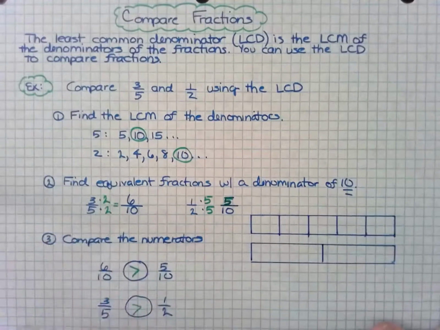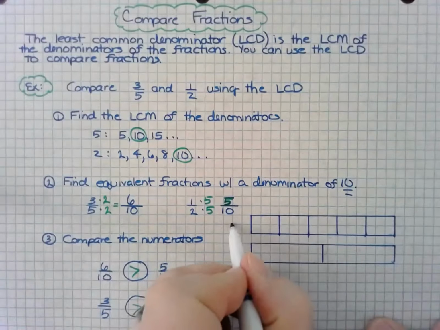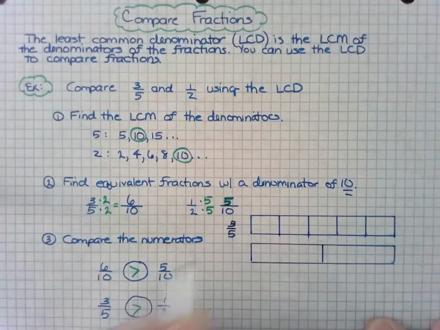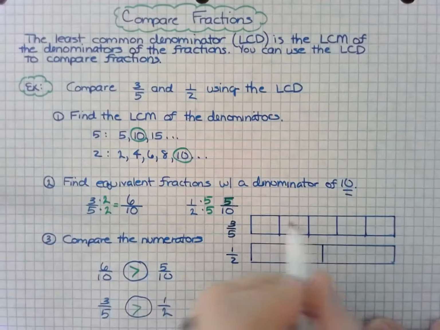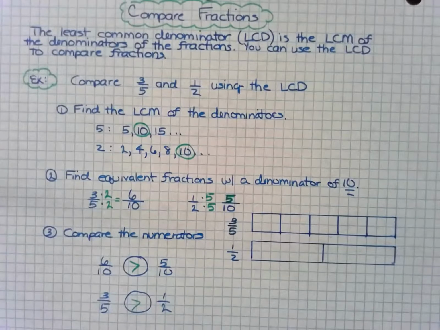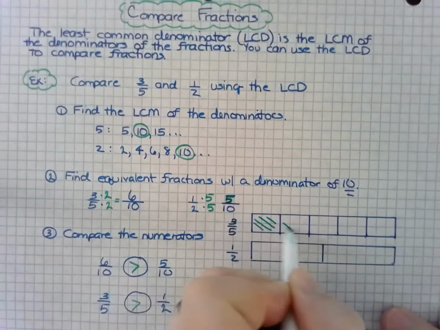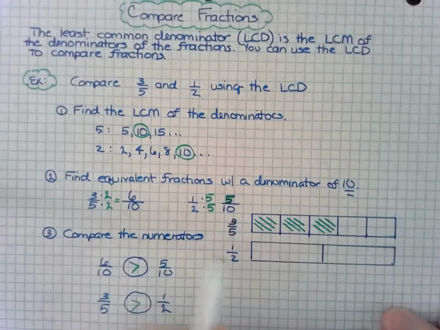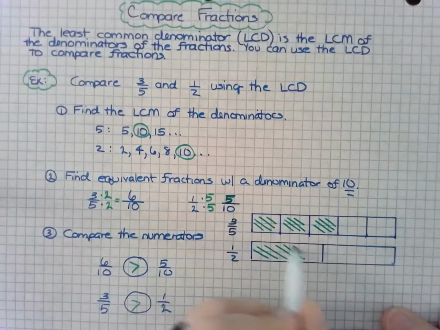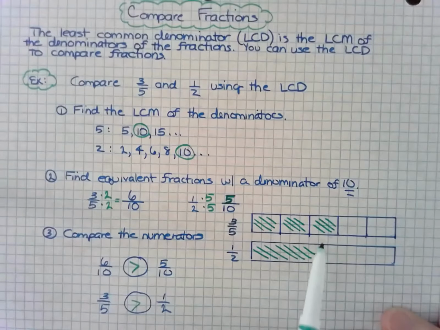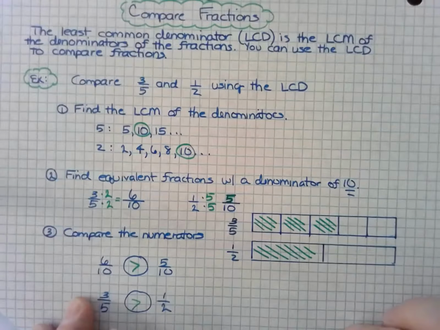And so this represents my 3/5, and this represents my 1/2. But I need to shade in the number of pieces that I've used. So I have 3 out of 5 here. 1, 2, 3, and I have one piece shaded here, and I can see that the 3/5 is larger than the 1/2.